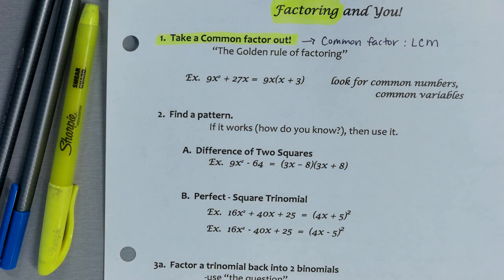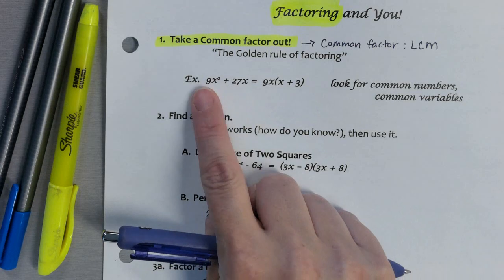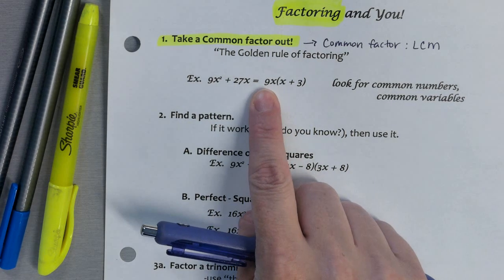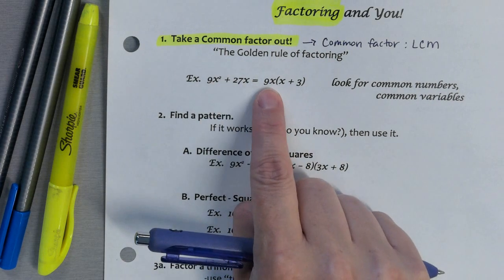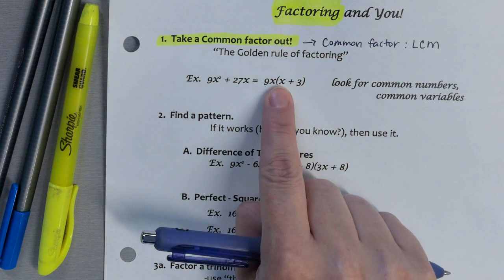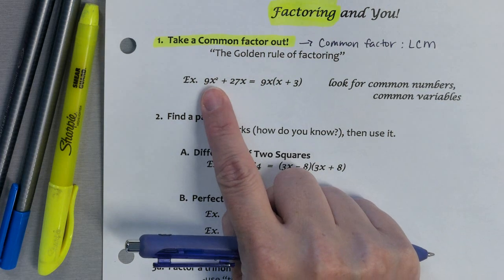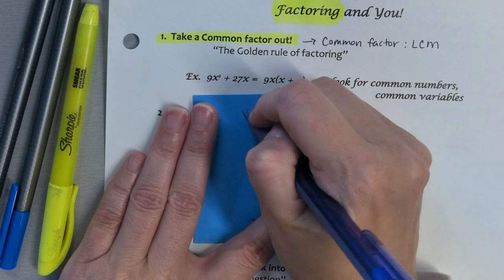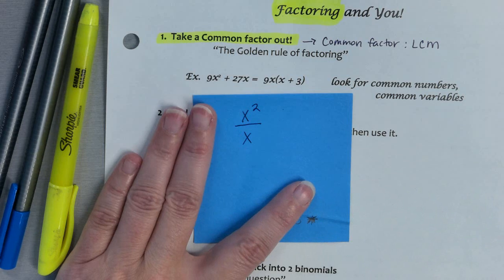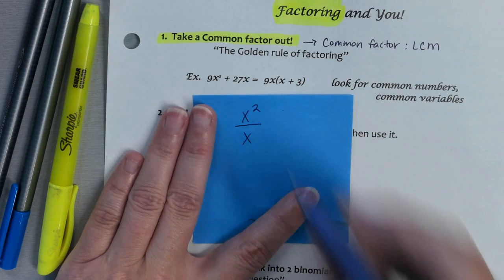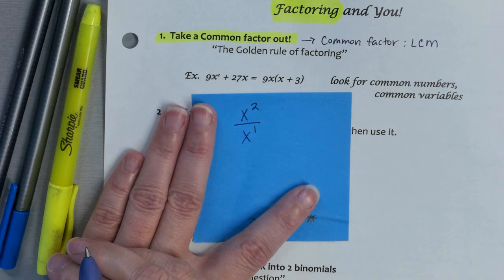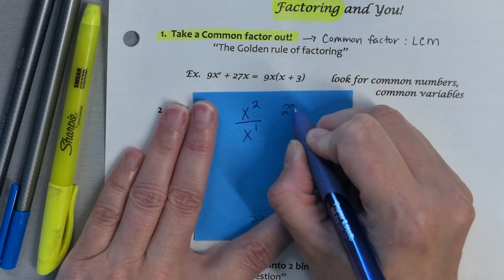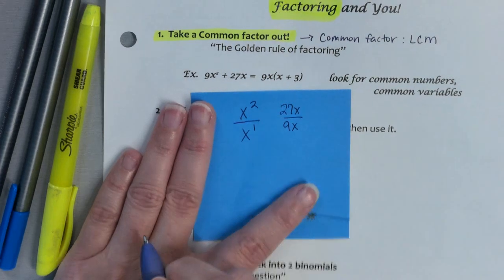Okay, so for your example, you have 9x squared plus 27x. So what you would do is look at the numbers. So for 9 and 27, the largest number that goes into both of them is 9. So 9x squared divided by 9 is going to be 1, which is why we don't have a number there. Think about for this, when you have x squared divided by x, if you're dividing x squared by x, what do you do with the exponents? Subtract. So this is like 2 minus 1, that's why you have 1x there. Okay, and then 27x.